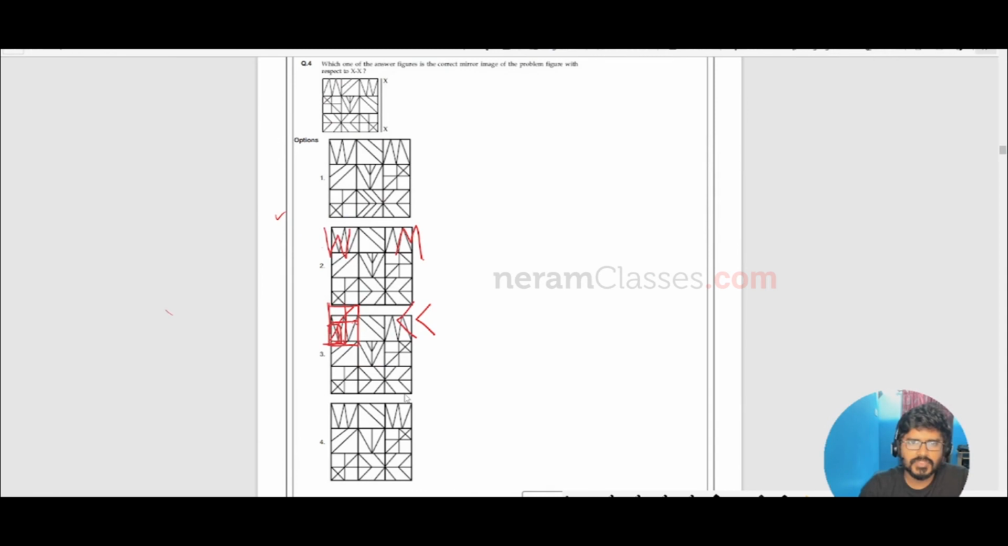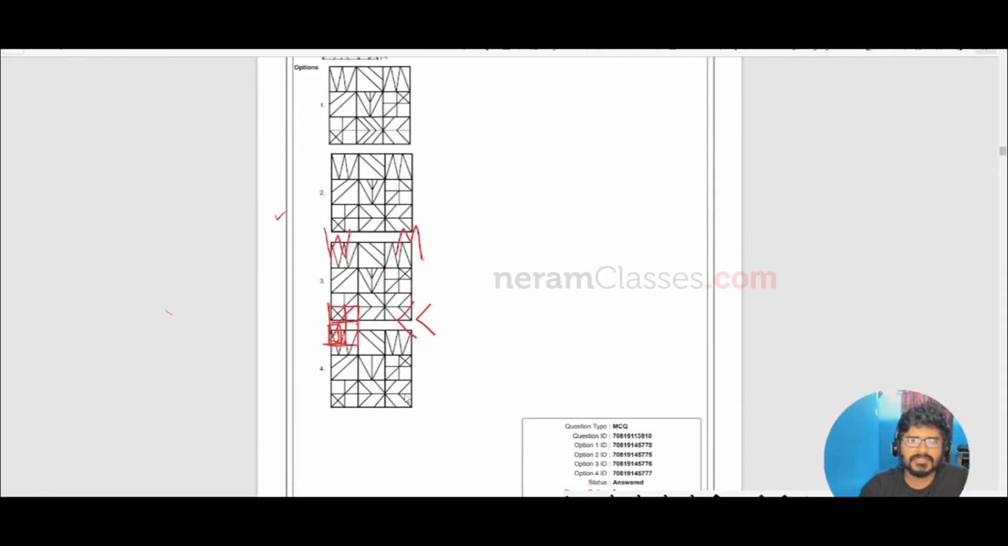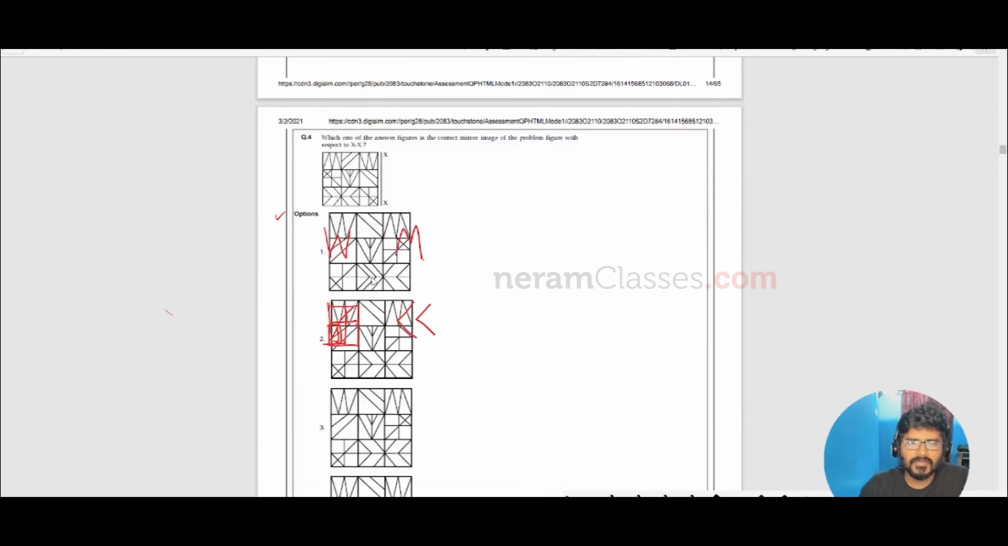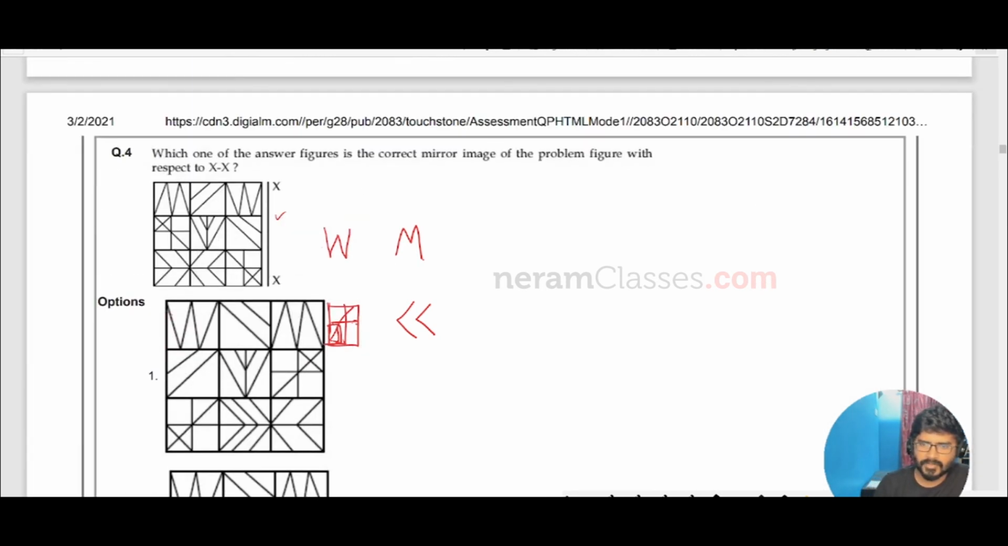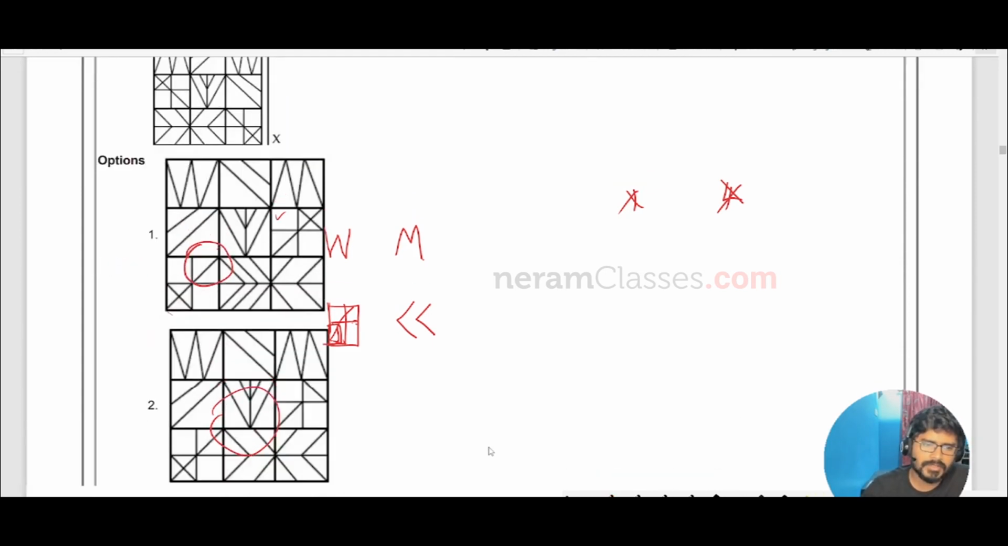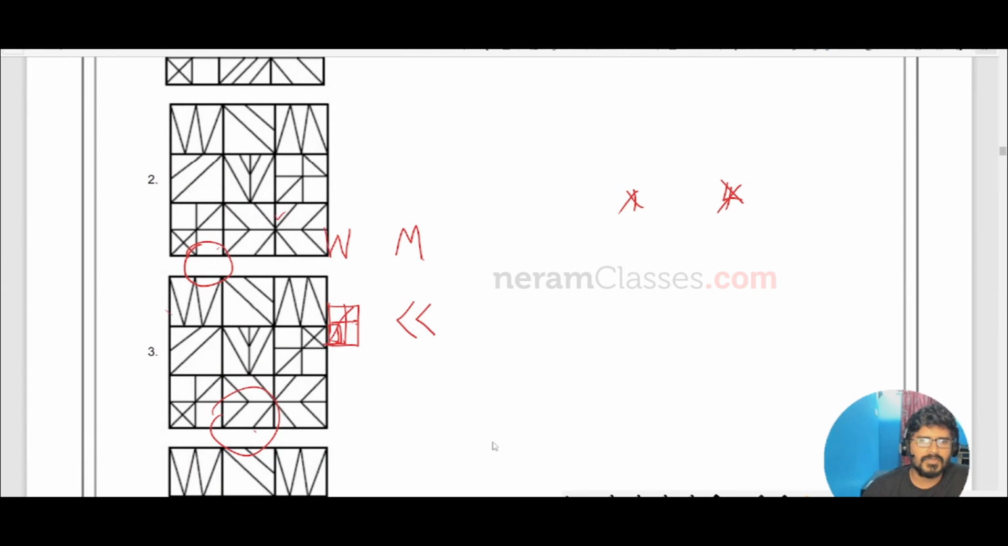I'll zoom out somehow. Now you can clearly see the difference. The first option is the wrong option. Reason: the center portion. If you compare this area, we have three arrow lines, which is not possible here. So options 1 and 4 are wrong answers so far. The answer has to be between 2 and 3. So what is the difference between 2 and 3? We need to find out.